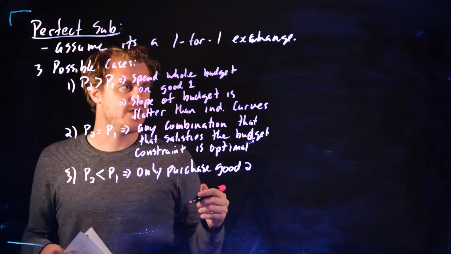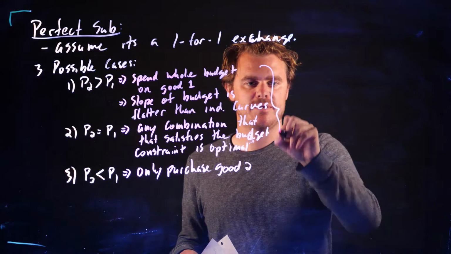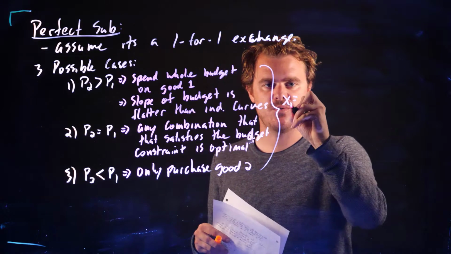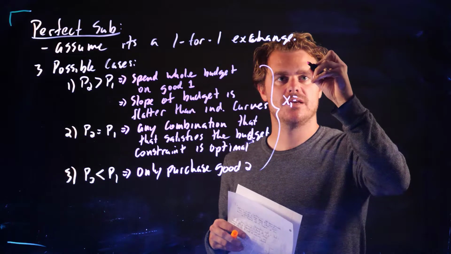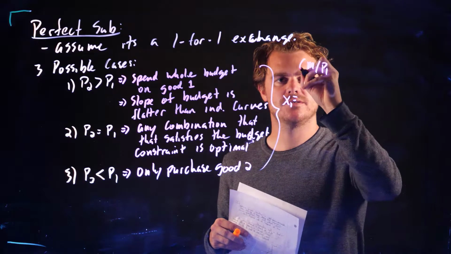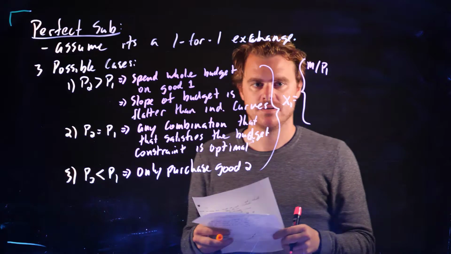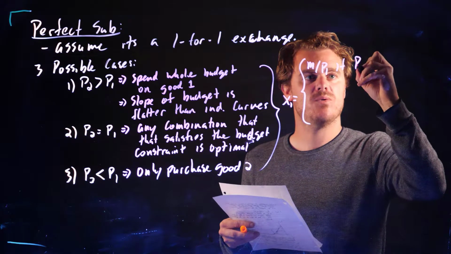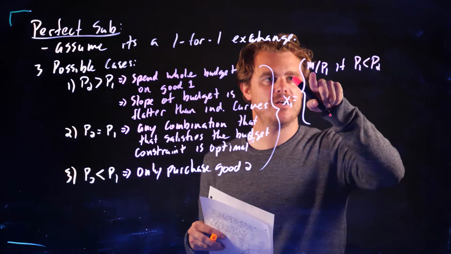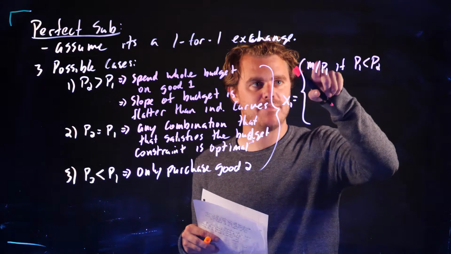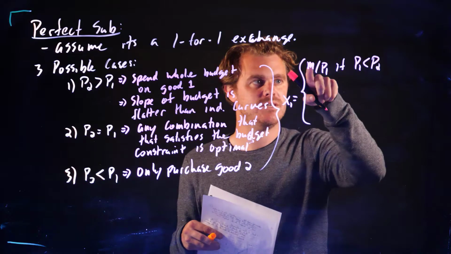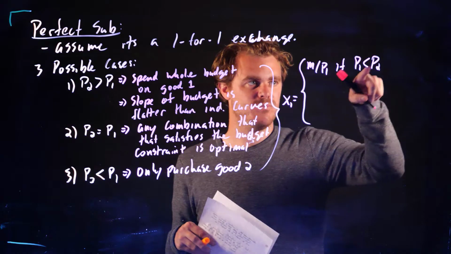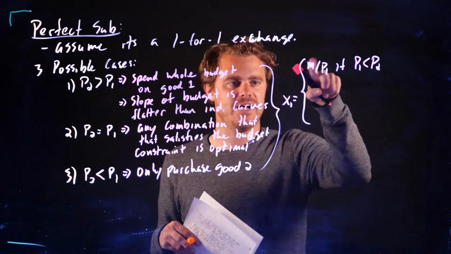And so if we want to write out what this means mathematically, then our demand for X1 is M over P1 if P1 is less than P2. We're spending all of our money. Remember, M is our budget, P1 is the price of good 1. This is how much X1 we can afford if we spend our entire budget. So if P1 is less than P2, we're going to spend our entire budget on good 1.